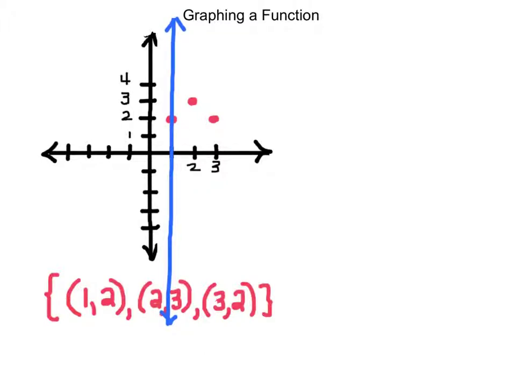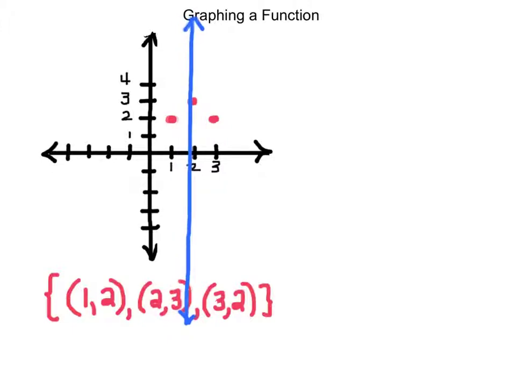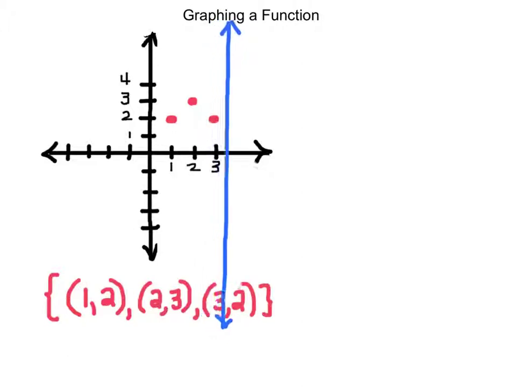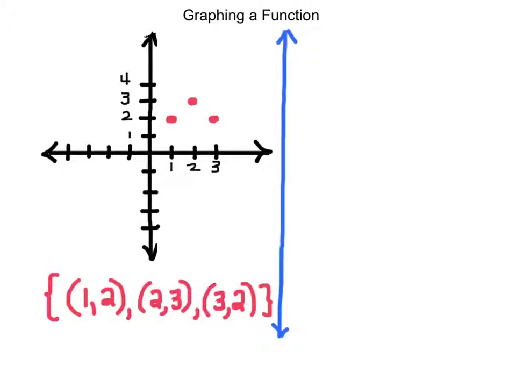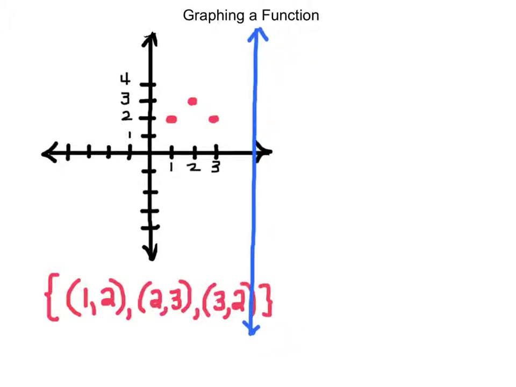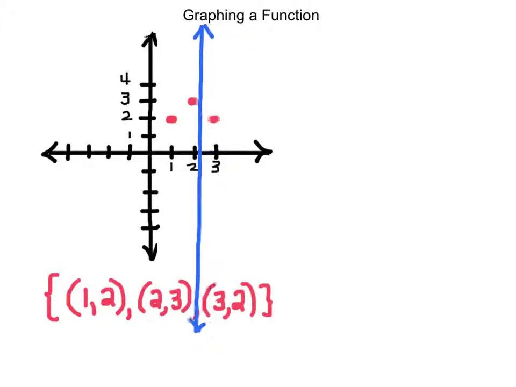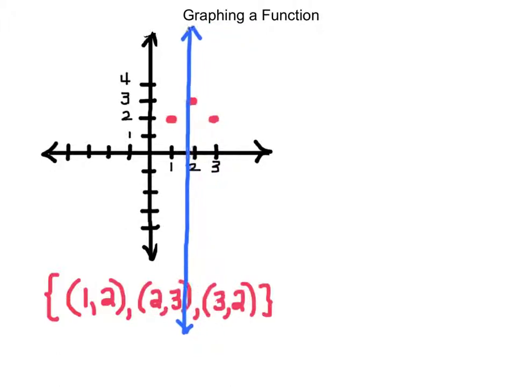So here, notice that right now my vertical line is touching a point on the function. If I move my vertical line over a little bit more, I touch another point on the function right here. And if I move it over a little bit more, I touch another point on the function. So we would say that this passes the vertical line test because in this case, as I run this vertical line across my domain, I touch only one point of my function on this line at a time.